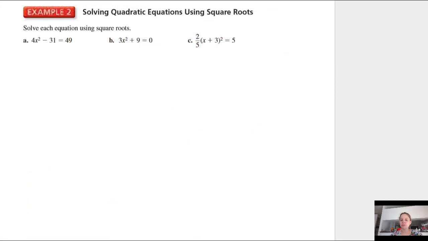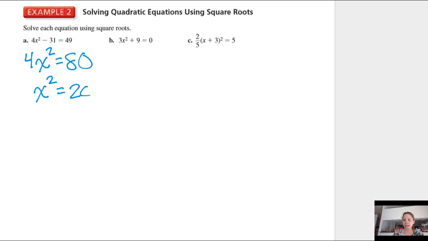Example 2, solving quadratic equations using square roots. Solve each equation using square roots. Example A, we are going to isolate that x squared, then take the square root of both sides to find the solutions. So 4x squared equals, I'll add 31, which will give me 80. Divide both sides by 4, I have x squared equals 20.